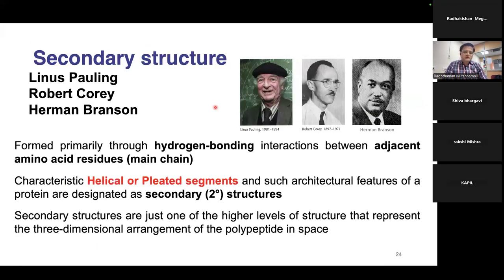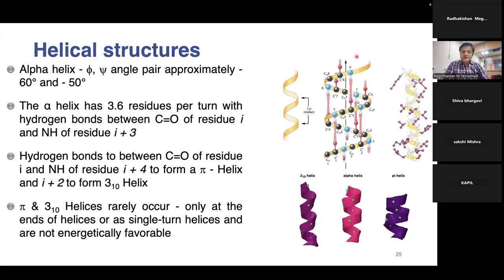So they called it pleated segments and helical segments in a secondary structure of a protein. They are one level up from the primary structure, and it just so happens that the helical structure is the most stable secondary structure among the two, that is, the beta sheet and the alpha helix.